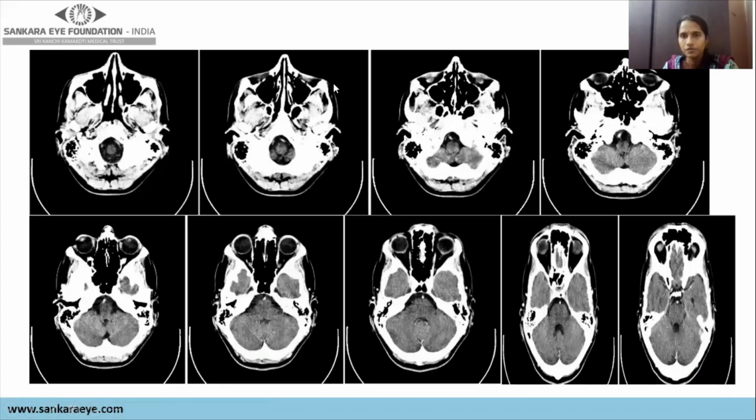So, the axial scans. The axial scans are taken from lower, inferior to upper. So, therefore, in the initial scans, you will see the prominence of the nose and the maxillary sinus. And as you advance further higher up, you will see more and more of the brain tissue coming in, and the prominence of the nose disappears.